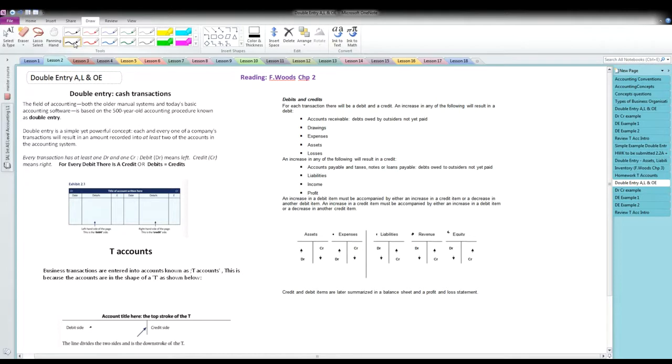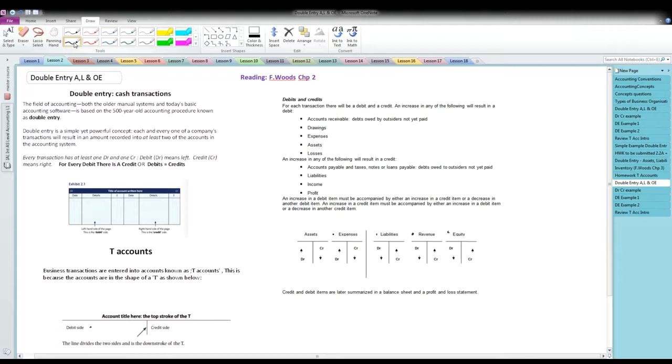The basis of debits and credits is from history. This system was developed over 500 years ago, and it's called double entry accounting, and it's the way accounting is done all throughout the world. It simply means that every transaction affects at least two accounts. Every transaction has at least one debit and one credit.